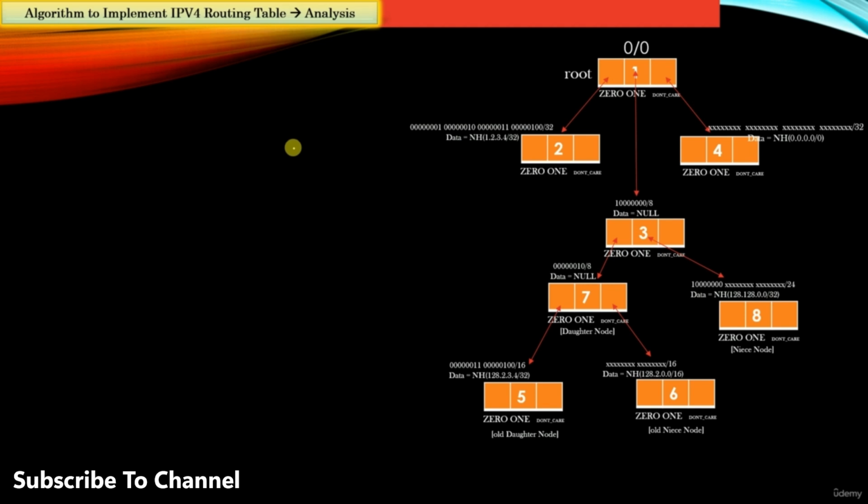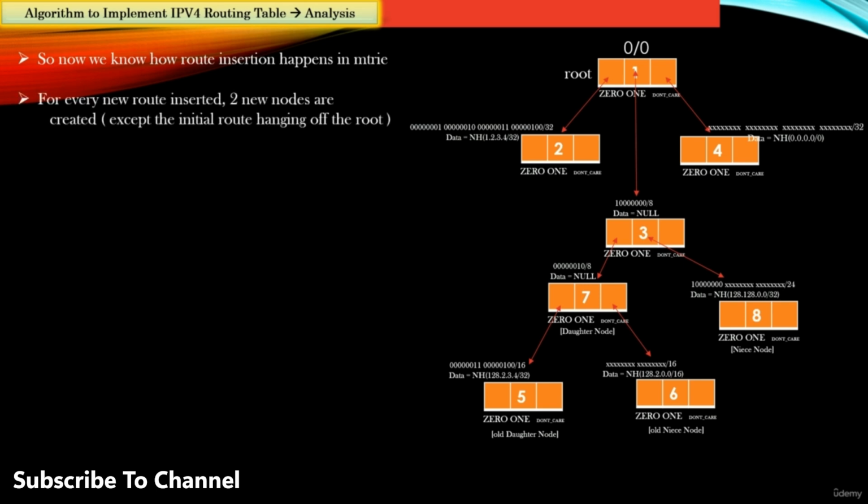So guys, now we are well versed with the route insertion algorithm, and now we know how the mtry data structure takes shape as we keep on inserting more routes into it. So now let us go through some points of analysis. Now we know how route insertion happens in the mtry data structure.